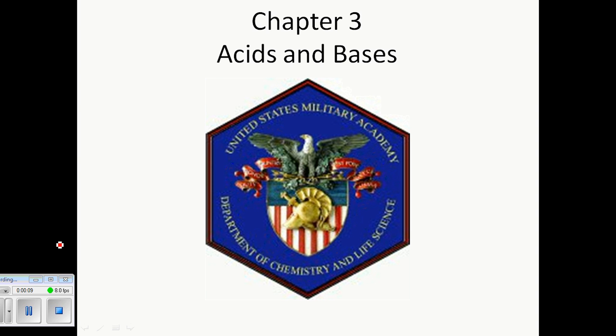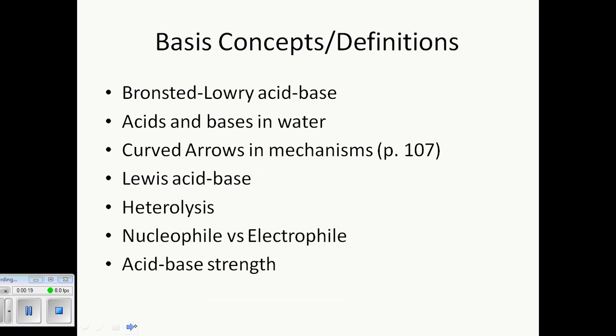Again, another important chapter in the basics of organic chemistry to make sure you get a good firm foundation of what's going on for the rest of the course. Some basic concepts and definitions you cover in this chapter are the concept of Bronsted-Lowry acids and bases, which deals with the transfer of protons. And then we talk a little bit about acids and bases in water. That's when you're going to talk about the hydronium and the hydroxide ion being formed.